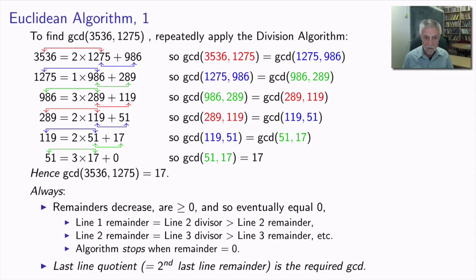And then, as we see, the last line divisor, which is the remainder in the second last, or penultimate line, is the required greatest common divisor.